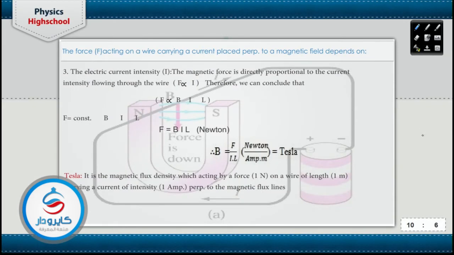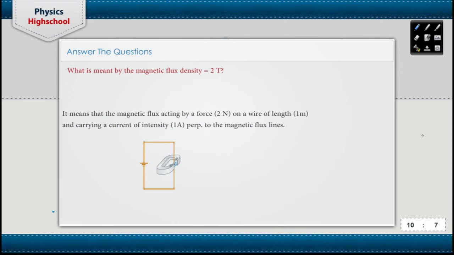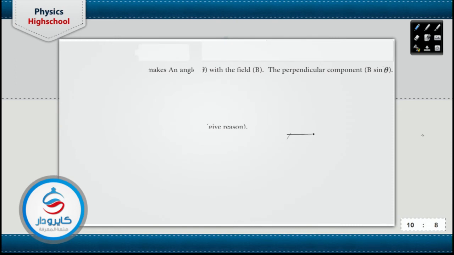Okay. Could we say that the magnetic flux lines equal 2 Tesla, meaning the number of magnetic flux lines equals 2 lines? No, that would be wrong. We say, as we agreed, that it means the magnetic flux lines act by a force of 2 Newton on a wire of length 1 meter carrying current of intensity 1 ampere perpendicular to the magnetic flux lines.